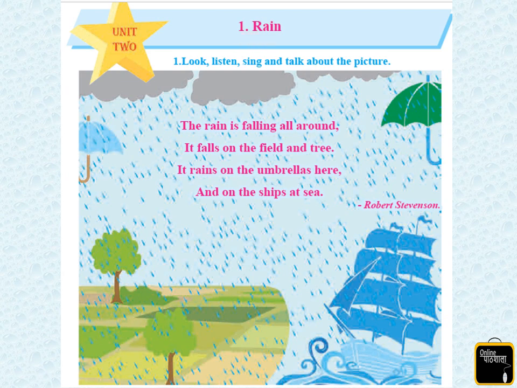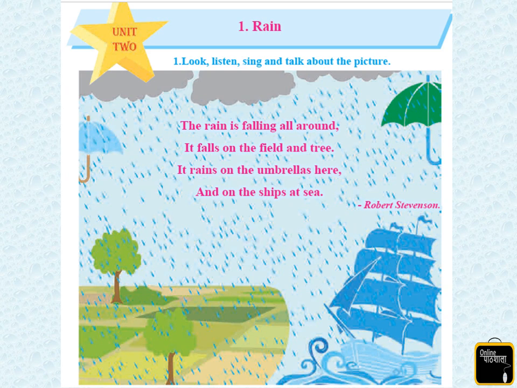Look, listen, sing and talk about the picture. Now, first look at the picture, students. What can we see here? Umbrellas, cloud, tree, ship, sea, field, and of course rain. It's raining everywhere, on sheep, on fields, on trees, on umbrellas. Everywhere is raining. Let's read first.